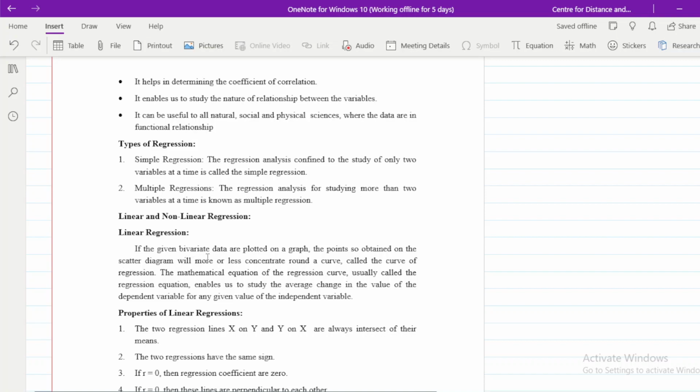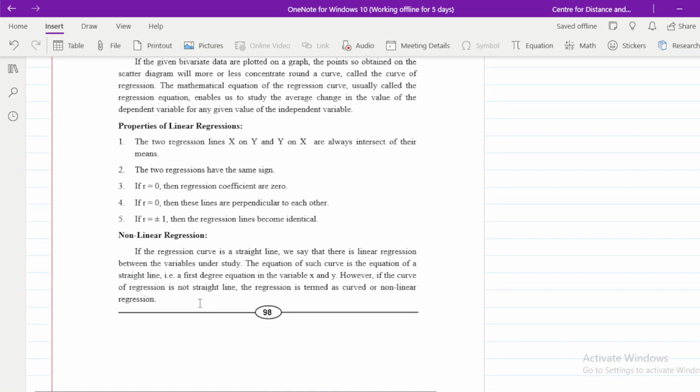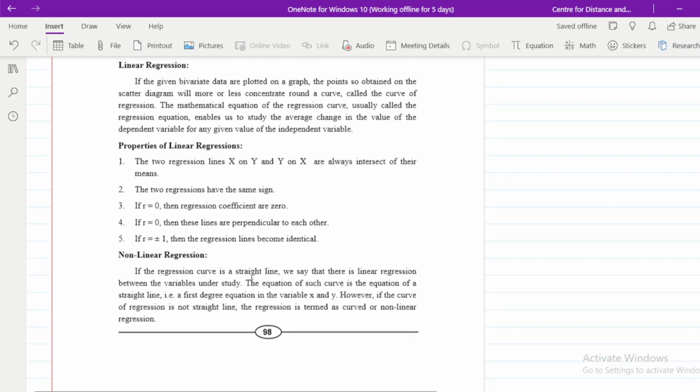If the given bivariate data are plotted on a graph, the points so obtained on this scatter diagram will more or less concentrate around a curve called the curve of regression. That means if the regression curve is a straight line, we say that there is a linear regression.